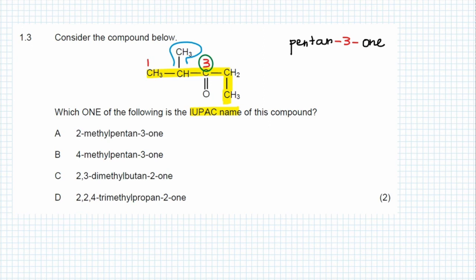We have carbon 1, 2, 3, 4, and 5. We see that the methyl group falls on the second carbon. We say it's a methyl group because it contains only 1 carbon atom, and therefore this compound's name is 2-methylpentan-3-one. When we look at the options, we see that this is option A, and for 2 marks we give option A as our final answer.